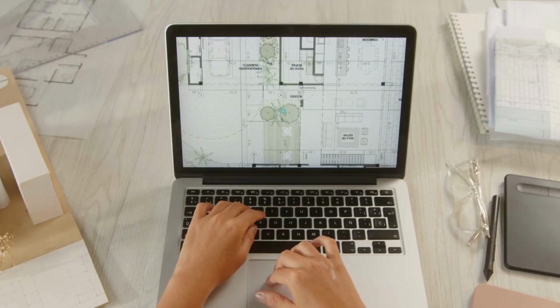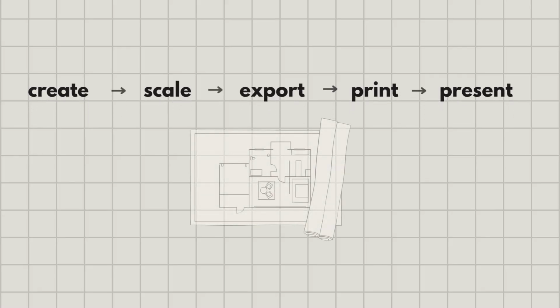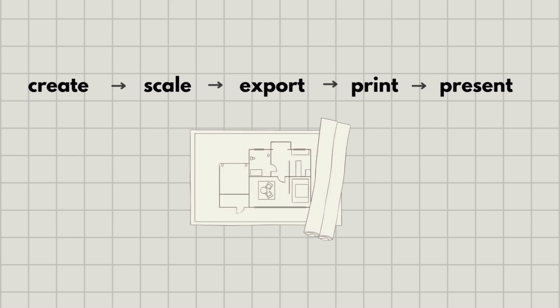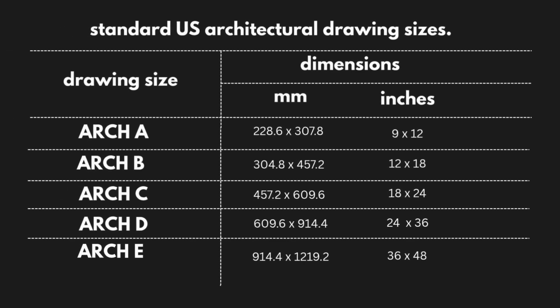So it is important to choose something that you really like, and you also need to use different scales for those drawings depending on the type of drawing. So you need to be able to scale them correctly, export them correctly, and print them on the correct size. There are so many different sizes for architectural sheets, and it is important that your software is able to print in all of those sizes.